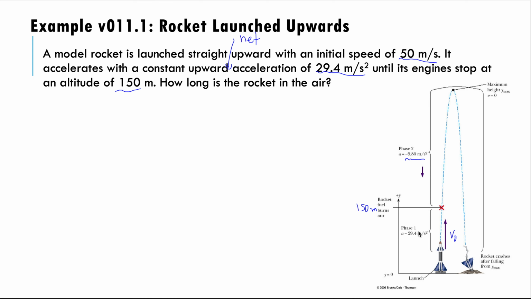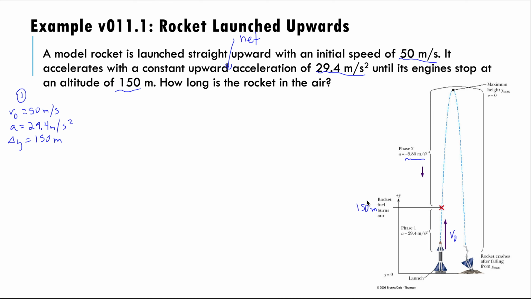So let's write down what we're given for the first phase. Phase number 1 here. We have an initial velocity of 50 meters per second. We have an acceleration of 29.4 meters per second squared. We have a displacement of 150 meters. We know that it has that acceleration for the full 150 meters before the engine stops.